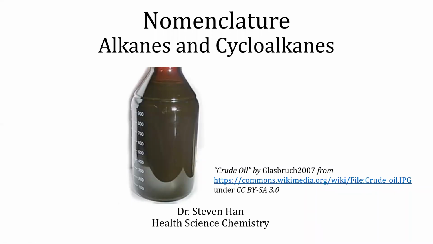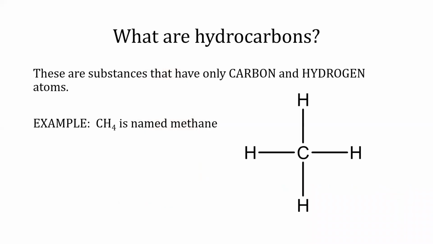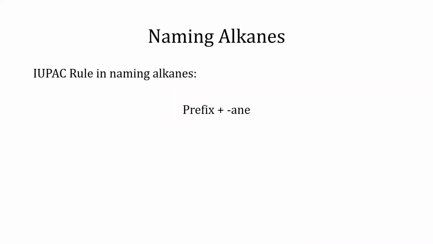This lecture is on alkane and cycloalkane nomenclature. Hydrocarbons are substances that have only carbon and hydrogen atoms. For example, the simplest alkane is methane, and to the right is the Lewis dot structure of this molecule containing 4 single bonds between C and H. Naming alkanes is by taking the prefix and adding the suffix -ane.